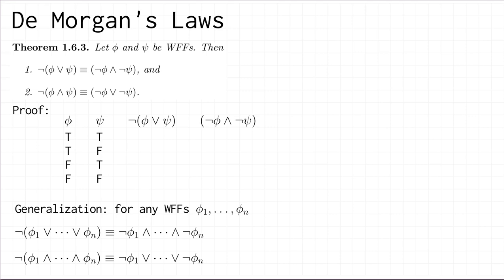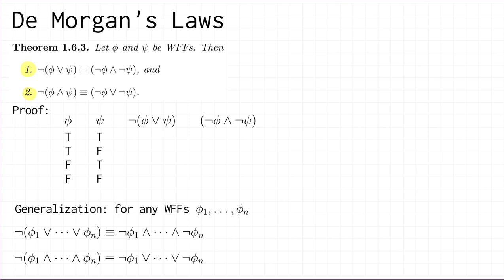So here are De Morgan's laws in logic. I say in logic because we're going to revisit De Morgan's laws when we study set theory. So De Morgan's laws are about two well-formed formulas phi and psi, and they say that the negation of phi or psi, is logically equivalent to not phi and not psi, and the second one says that not phi and psi is logically equivalent to not phi or not psi.